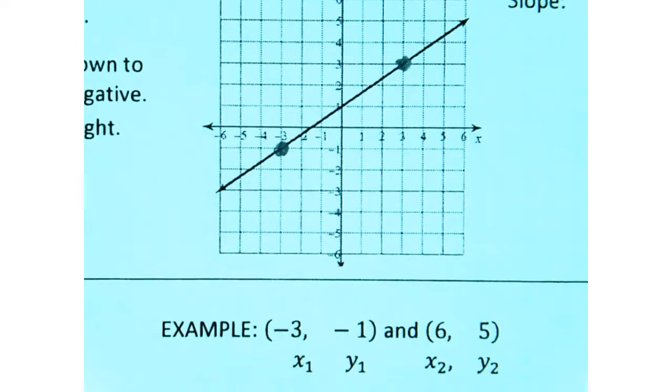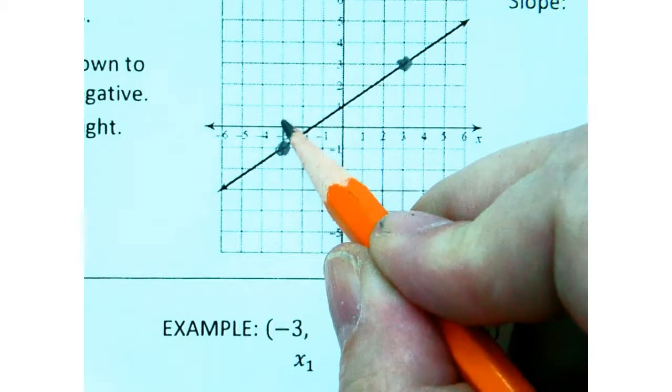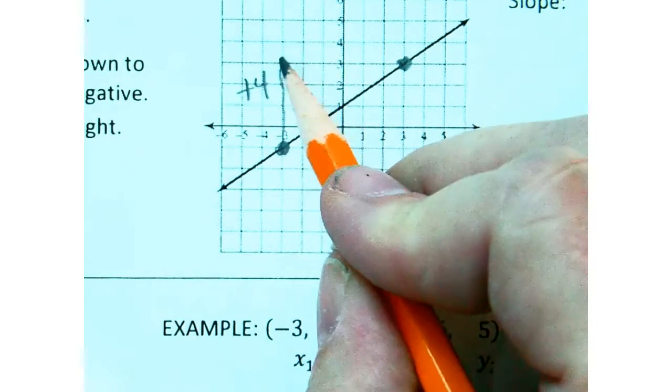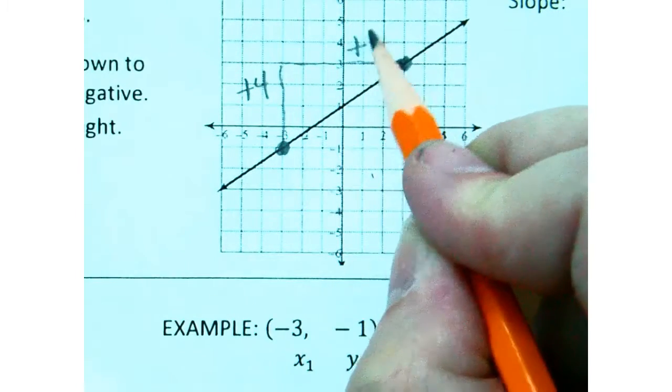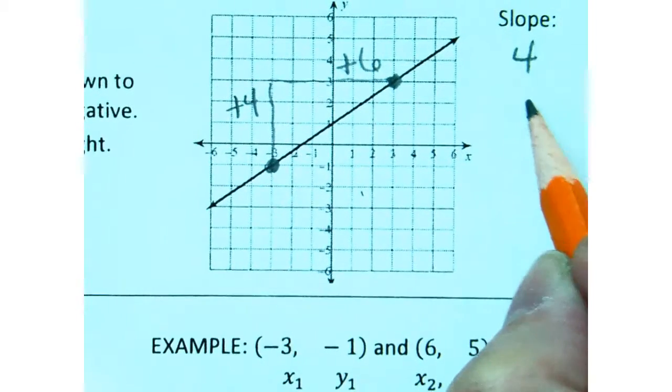Now begin with the farthest leftmost point. Count up however many squares it takes to get to the other point, so up 4, and to the right however many it takes to get to the other point, so to the right 6. The rise is 4 and the run is 6 for 4 over 6.